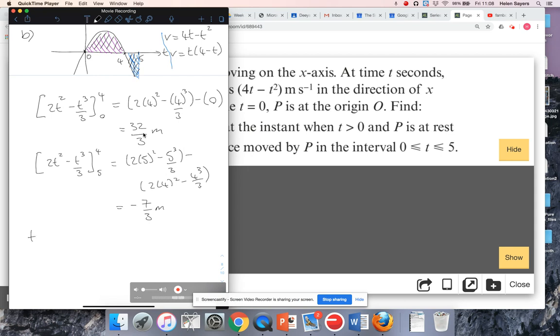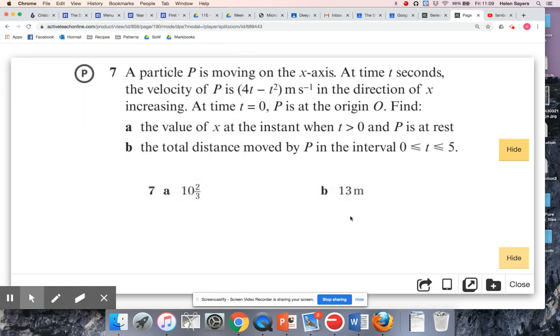So total distance is going to be, let's try that again, 32 over 3 meters that it travelled in the first 4 seconds, and then plus 7 over 3, because even though that's a negative displacement, I want it as a distance. So that's going to be 39 over 3, which is 13 meters. Okay, let's just double check those answers. So 13 we got, and I think we got 10 and 2/3, didn't we? Yeah, brilliant.